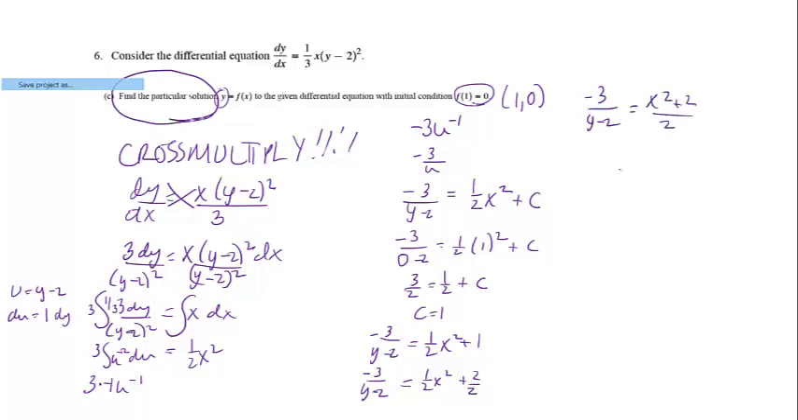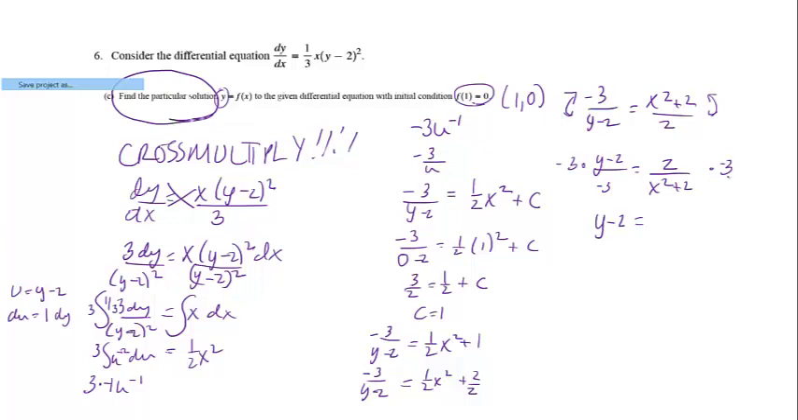And so now I can rewrite that as negative 3 over y minus 2 is equal to (x squared plus 2) all over 2. And now that I have that, I can either cross multiply, or I did show you the trick that if we want y on the top, we can just flip both fractions. So I'll have (y minus 2) over negative 3 is equal to 2 over (x squared plus 2). And now from here, if I want the y by itself, I'm going to have to multiply both sides by negative 3.